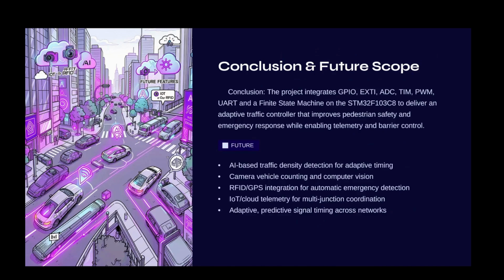Results and advantages. Our project successfully achieved all the planned objectives. The traffic signals change automatically, pedestrian requests are handled safely, emergency vehicles receive immediate priority, night mode operates automatically, the servo barrier works correctly, and UART telemetry continuously updates the dashboard with live system information. Overall, the project demonstrates a reliable and intelligent traffic management system.